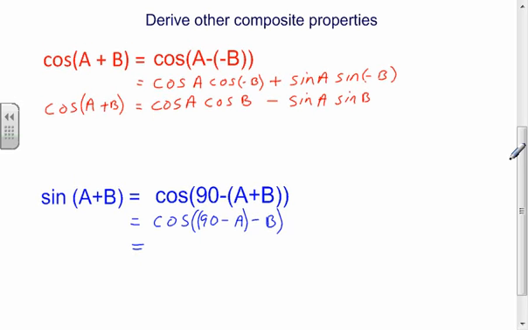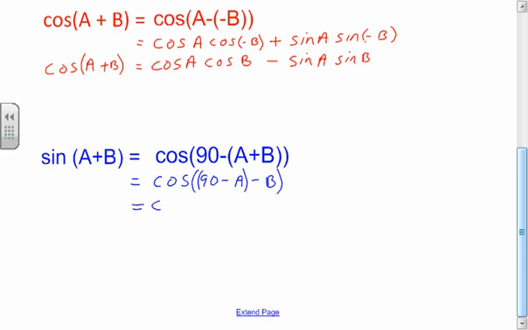So let me write this out. I get cosine of the first angle, 90 minus A, times the cosine of the second angle, which is B, plus the sine of the first angle times the sine of the second angle. Got that?